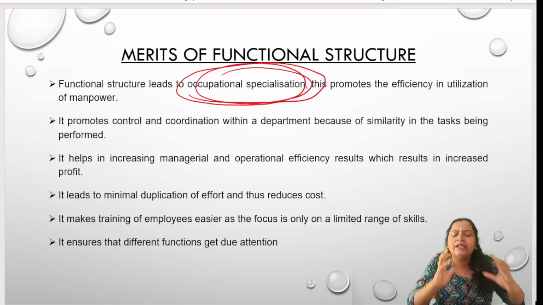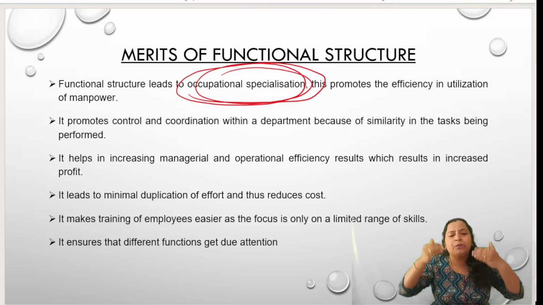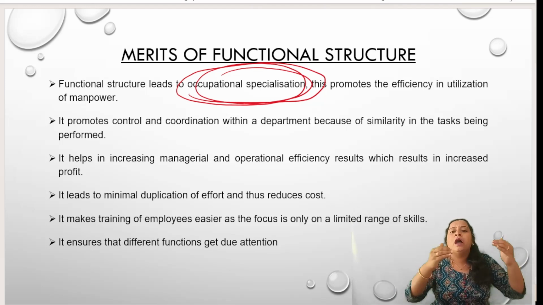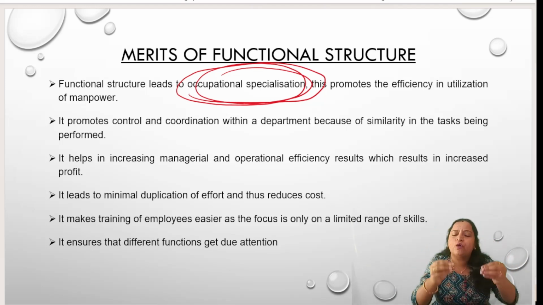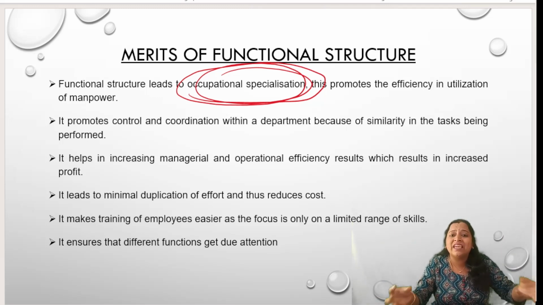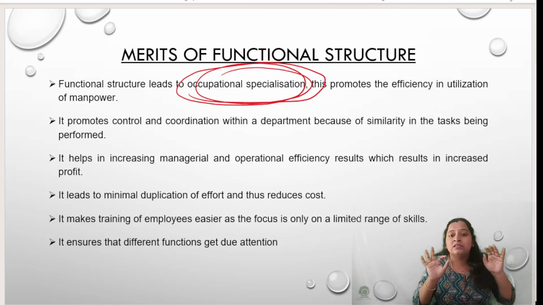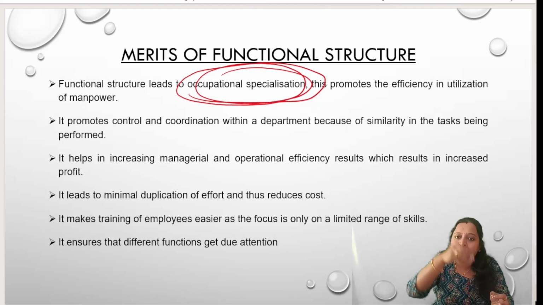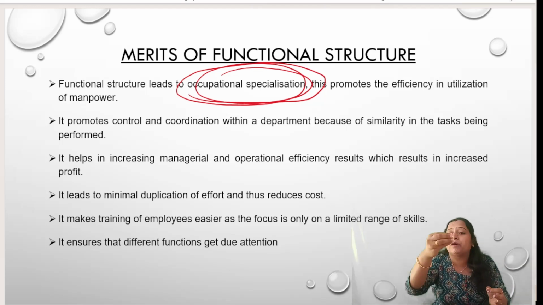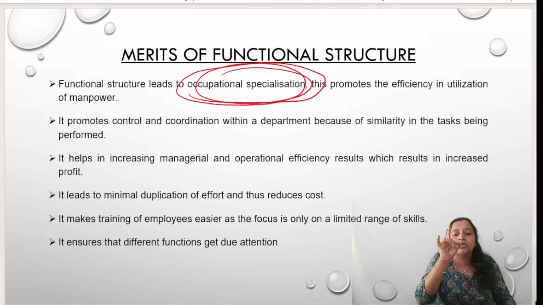Sales department, their main intention is to sell the products only. They will always be working on selling the product only. And your marketing department, they will always be focused on marketing your products only. Everyone, every time, is going to do the same work again and again. So when a person does the same work again and again, he will become specialized in that particular work. Functional structure helps to have occupational specialization.